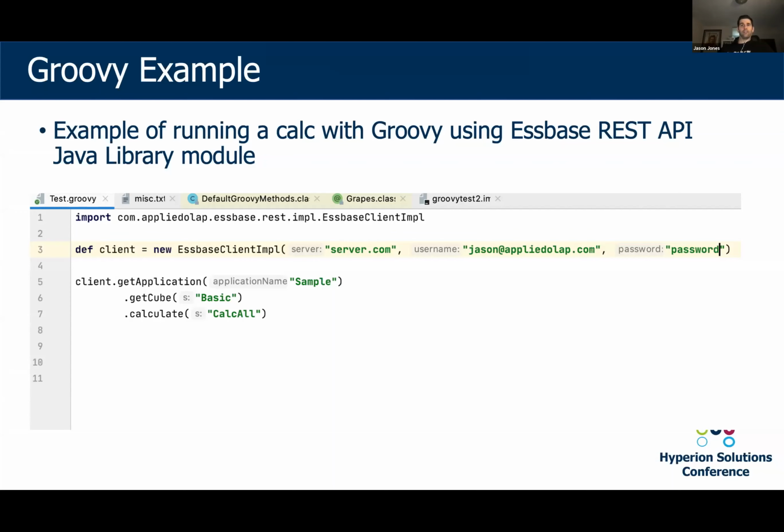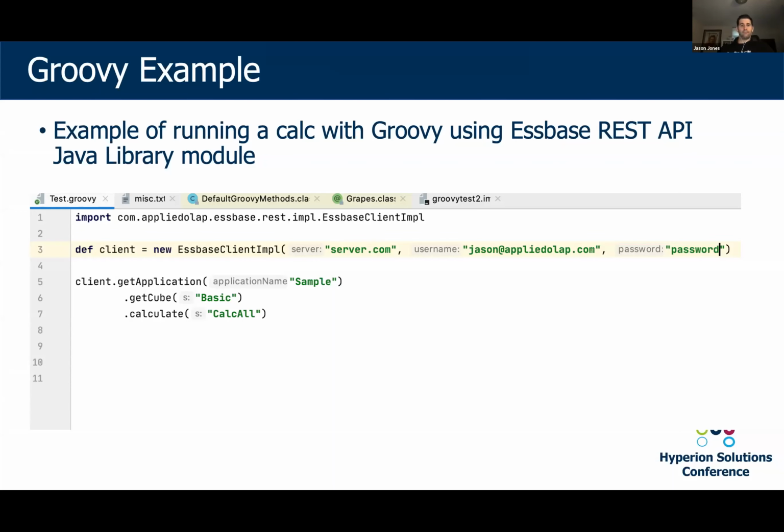So I'm basically saying, okay, I want a new client object, right? Here's a server, here's a username, here's a password. And then on that client object, I want to get an application. And on that application, I want to get this cube. And then on that cube, I want to run this calculation script.